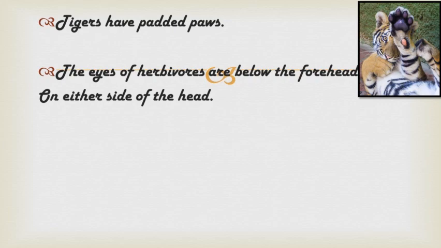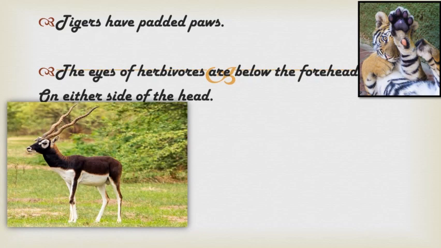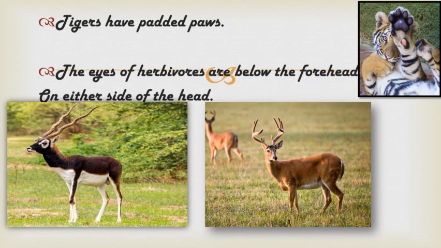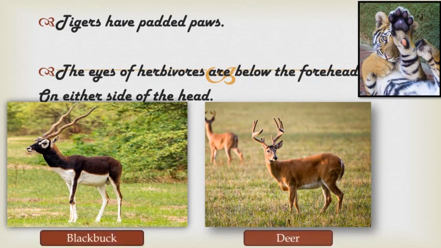Now we will see the herbivores. Herbivores means the animals which feed on grasses or plants. And the eyes of herbivores are below the forehead on either side of the head. So you can observe the picture of black bucks. And next we have a deer. These two are herbivores, and this gives them wide angle vision which helps to protect them from predators like lions, tigers, fox, etc.